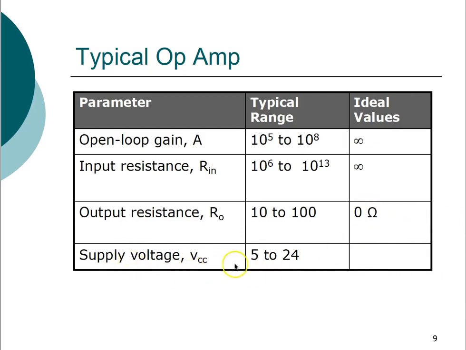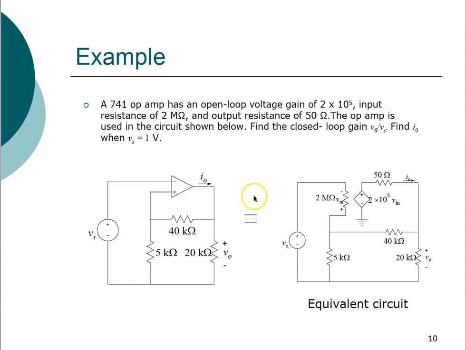Supply voltage VCC is from 5 to 24 volts. In the labs, you will be using around 12 to 15 volts. So this was the typical range of an op-amp's parameters, and these were the ranges for an ideal op-amp's parameters. Okay, so let's see an example.